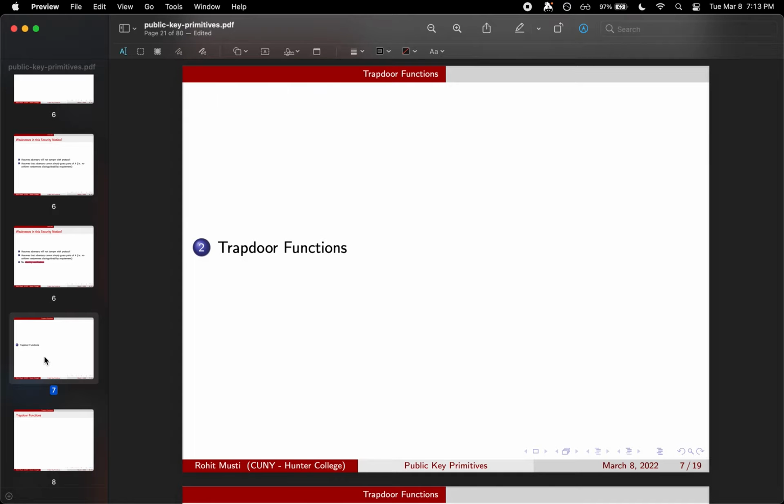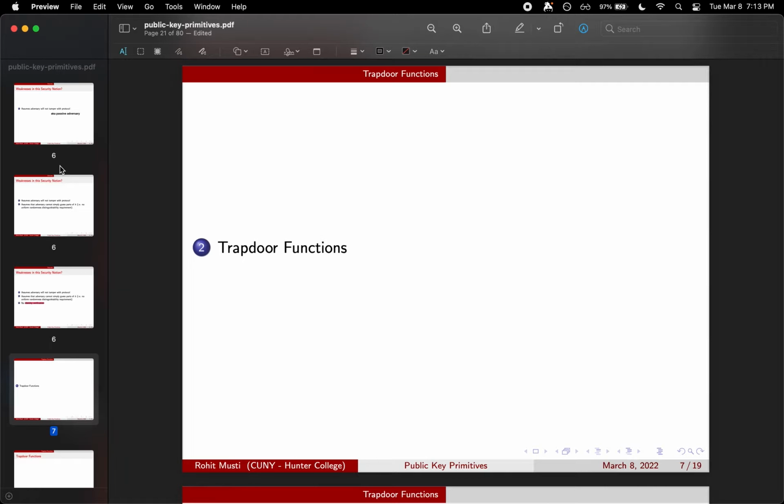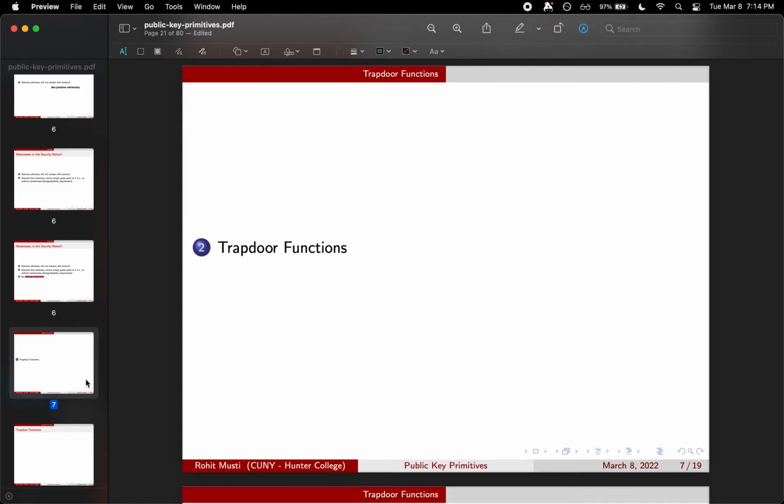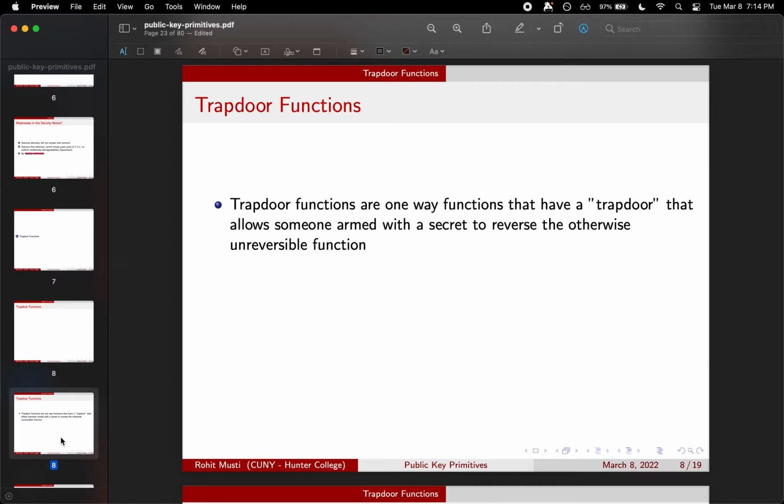So with that, this is kind of a hard concept to figure out. How do we find a way to share a piece of information without ever revealing that piece of information? Well, the cryptographic primitive that is going to allow us to accomplish this is known as a trapdoor function. Trapdoor functions are one-way functions that have a trapdoor that allows someone armed with a secret to reverse an otherwise irreversible function.